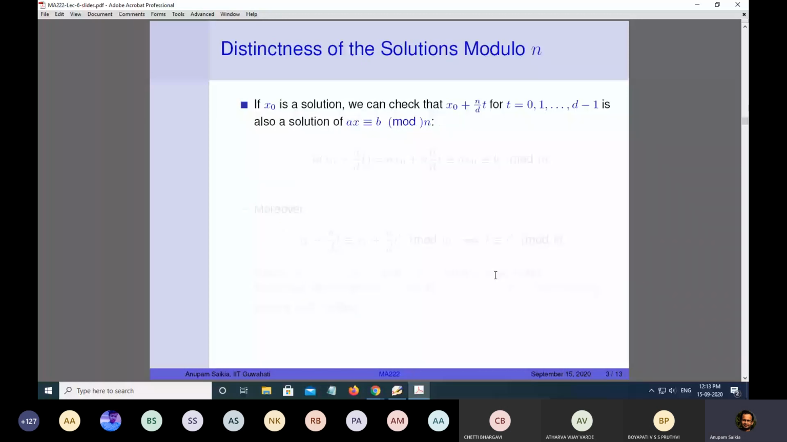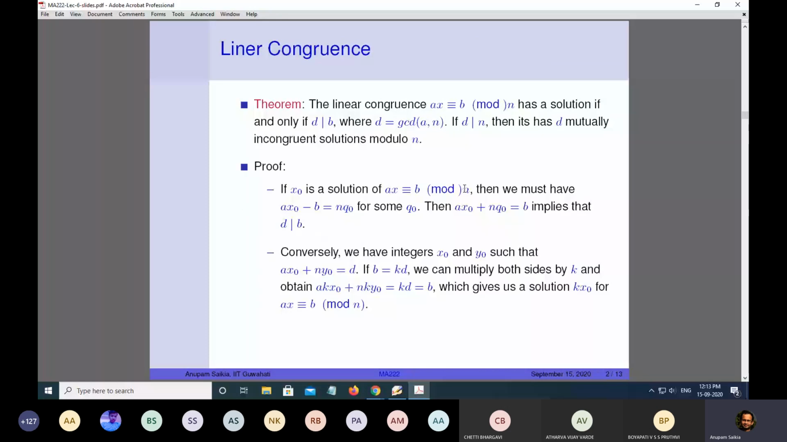Okay, so this is one part. That is a solution if and only if this. But what about all the solutions? What are the other solutions, or what are all the solutions?